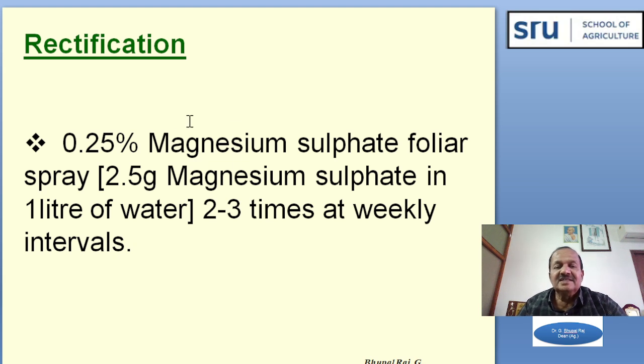How do we rectify it? Several experiments were carried out, and the soil application of magnesium sulfate does not work well. The only better way is the application of the magnesium sulfate through foliar application. So, a 0.25% magnesium sulfate foliar spray, that is 2.5 grams of the magnesium sulfate dissolved in 1 liter of water. We have to prepare this spray solution, and 2 to 3 times at weekly intervals, we have to spray the crops. Then we rectify the magnesium deficiency in the crop.